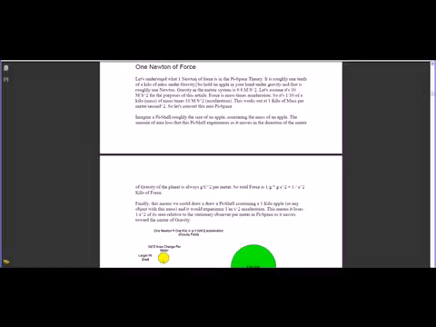Hey there, in this lecture I'm going to describe what's called 1 Newton of force, and I'm going to describe it in terms of the pi space theory. The interesting thing about a Newton is it's a combination of two attributes of a pi shell. Newton described force as mass times acceleration.